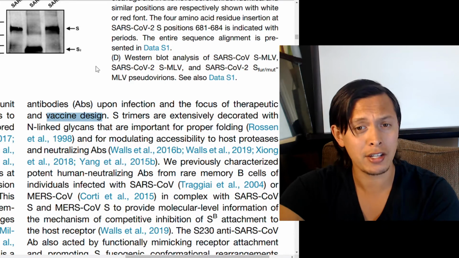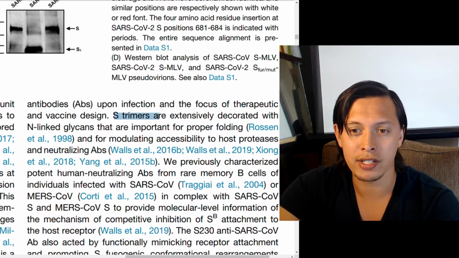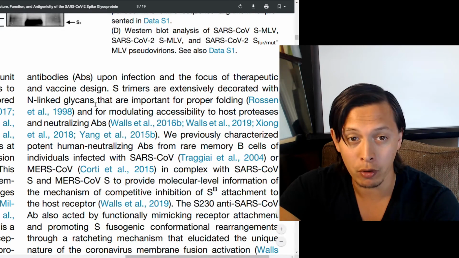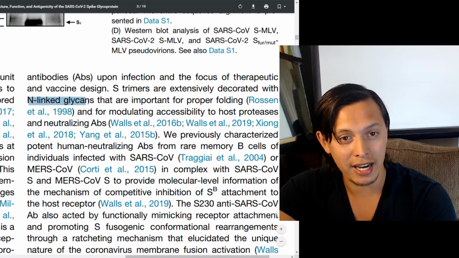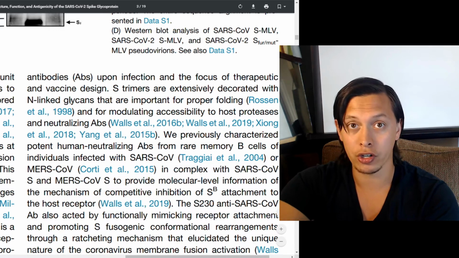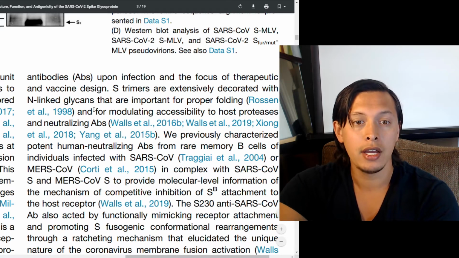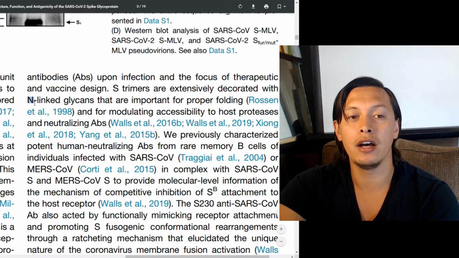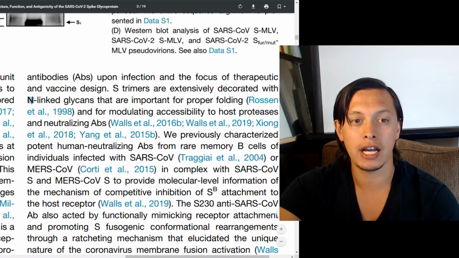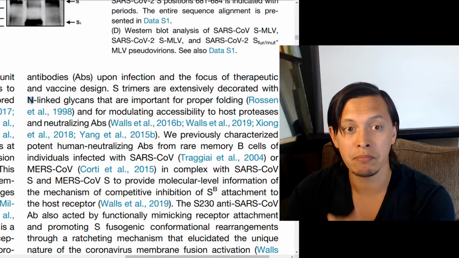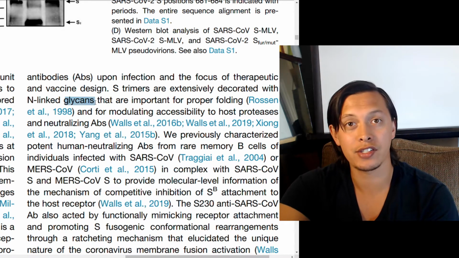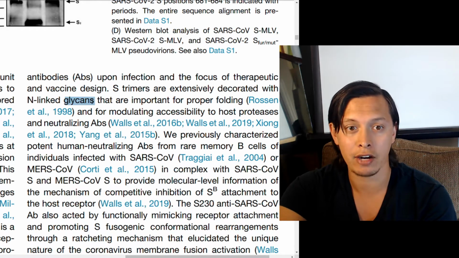So S trimers, or spike trimers, are extensively decorated with N-linked glycans that are important for proper folding. Glycans are small sugars or oligosaccharides, and N-linked means that these sugars are connected to nitrogens, and proteins have a lot of nitrogens sticking off of them. And so these are prime places to stick glycans, or small sugars or small oligosaccharides, onto.